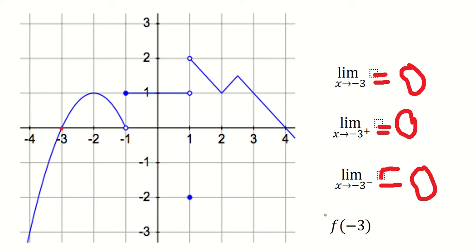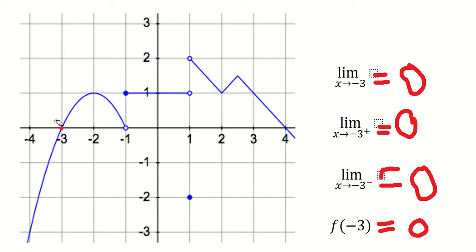And now let's calculate the value of the function. What does the function equal at x equals -3? Well, it looks like the function is also equal to 0. So in this example, the limit from the right is 0, the limit from the left is 0. Since those two values are the same, the limit is equal to 0, and the function at x equals -3 is also equal to 0. So in this case, all of these are equal to 0. The function and the limit are the same, the limit exists, and the limit equals 0.